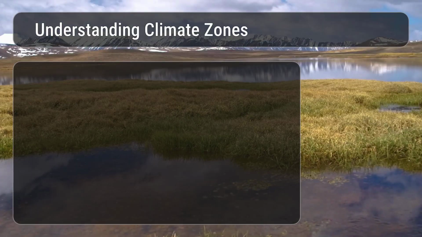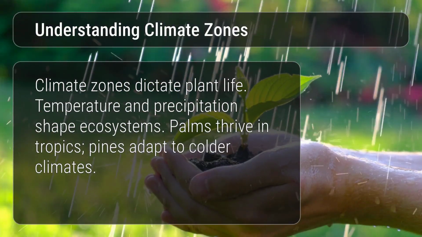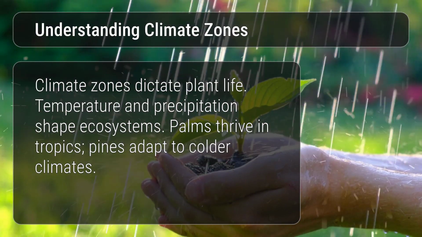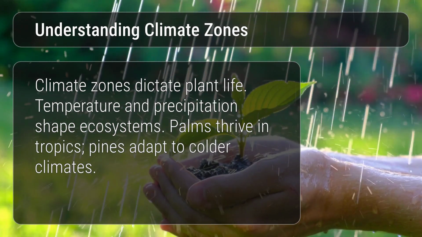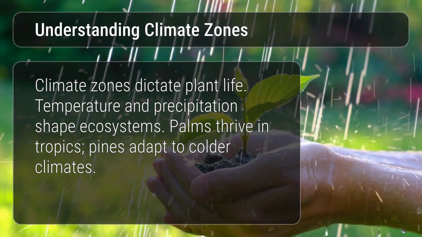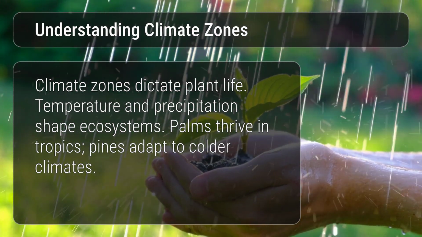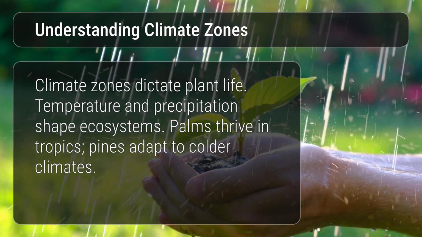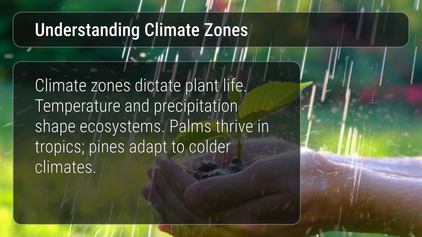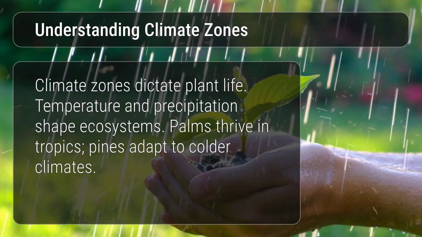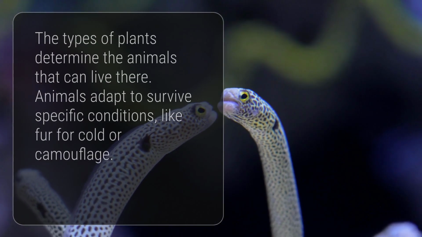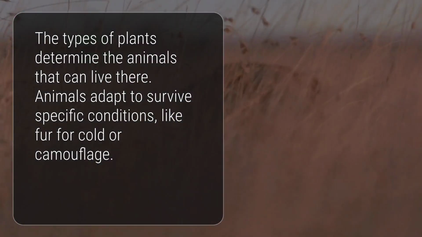Climate zones are fundamental to understanding Earth's ecosystems. The temperature and precipitation patterns of a zone determine what kinds of plants can grow there. For example, palm trees thrive in the heat and humidity of the tropics, while pine trees are adapted to colder, drier climates. The types of plants available, in turn, determine what animals can live in a zone.